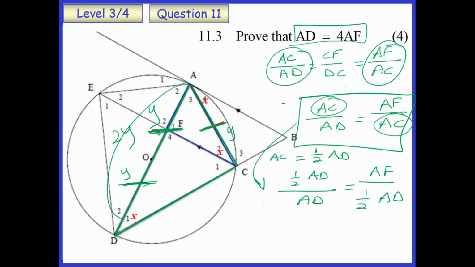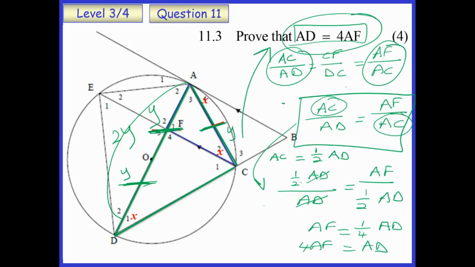Now that AD and that AD we can cancel off, and now we're going to cross multiply. We can now say AF, what's half times half? A quarter. So AF is equal to a quarter AD. But if we look at the top, they want us to say AD is equal to 4 AF. So to get rid of 1/4, we multiply by 4. In other words, 4 AF, and if we multiply 1/4 times 4, it will be equal to AD, which gives you the top.